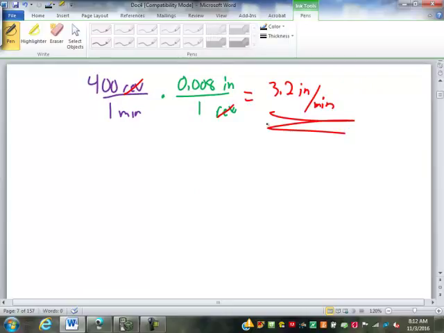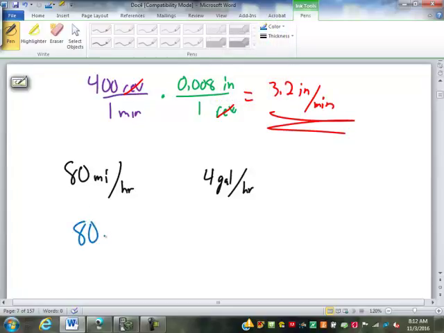With that, let's do this. Let's say you've got a fuel pump. You're driving down the road, let's say you're doing 80 miles per hour. And your fuel pump is pumping at a rate of 4 gallons per hour. You want to know what is your fuel efficiency. So I want to find your fuel efficiency in miles per gallon.